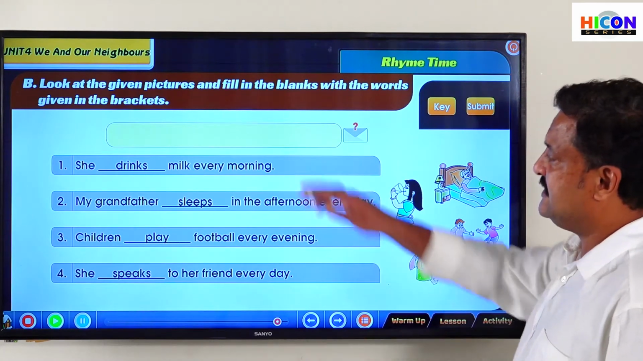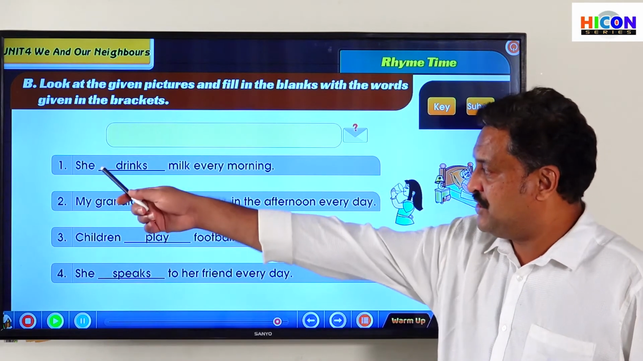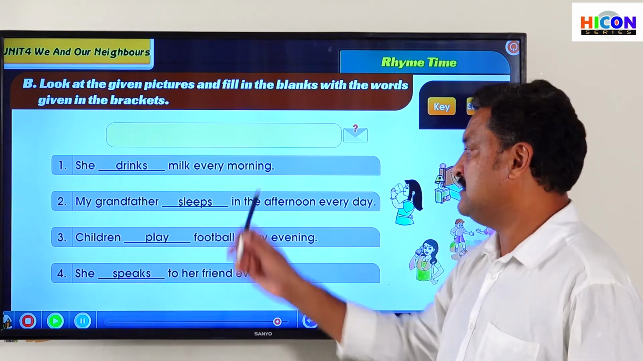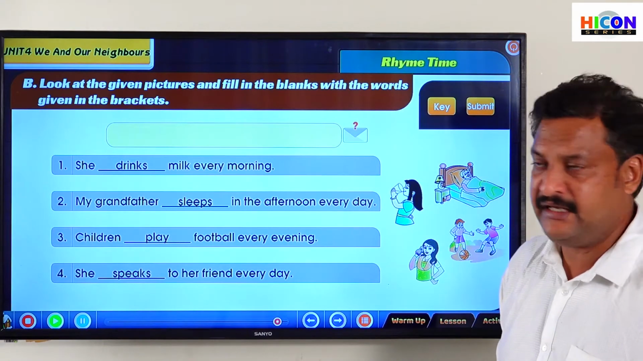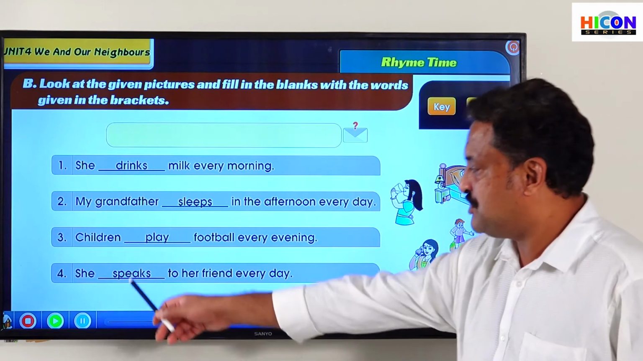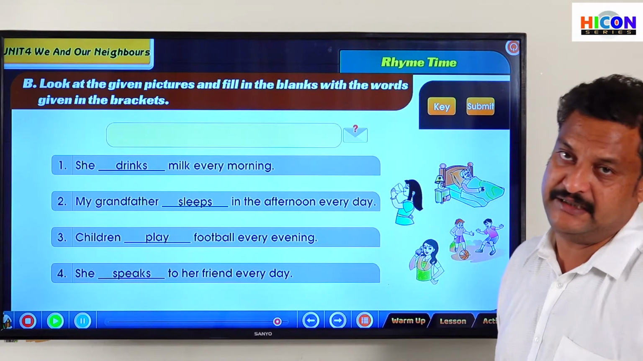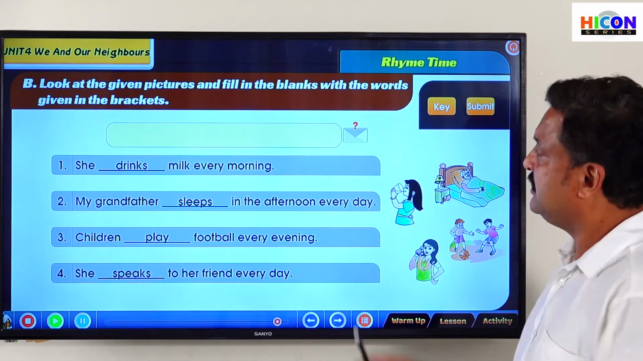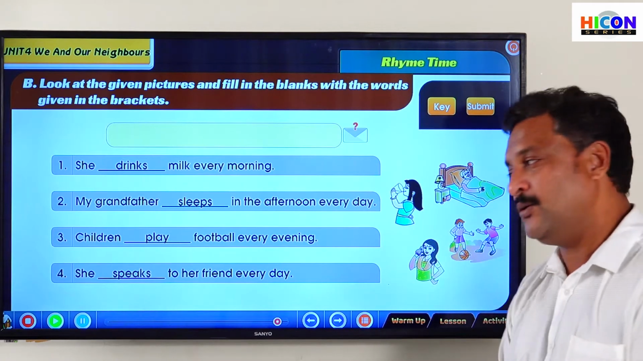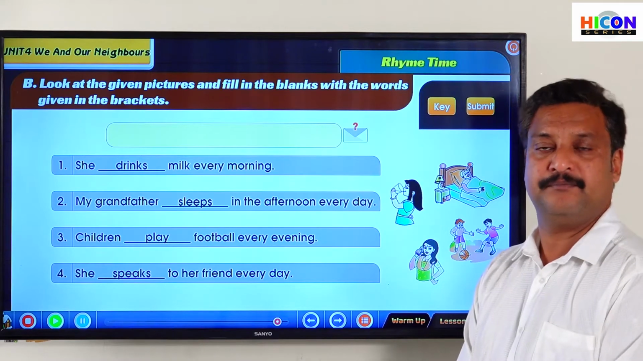Right? So now the sentences are complete. You see, she drinks milk every morning. My grandfather sleeps in the afternoon every day. Children play football every morning. She speaks to her friend every day. Right? So I'll keep the screen the same for another minute so that you can read the sentences once again. Okay?